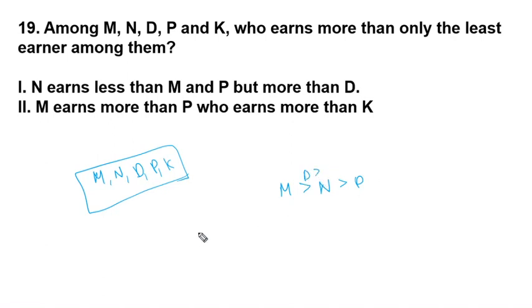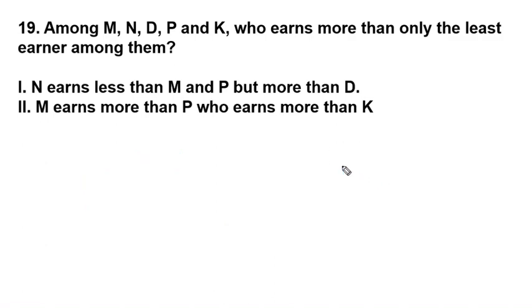Okay, so if I make it in a simple step, M, D, N, P. Okay, N earns less than M. Okay, and P, N earns less than M and P. Okay, so let's look at this again. Means N is less than M, P. Means M and P are more than N. Okay, that's what the indirect means. But more than D, but refers to the first person, N. N earns more than D.